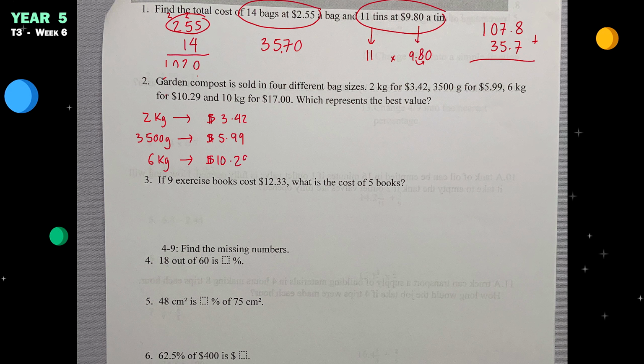$17. Okay. So what I normally do is find the lowest common multiple of these and then try to make them all into the same kilograms. But it's a bit hard because this one here is 3.5 kilograms. Actually, let me just change it straight away so you can see what I'm doing. I'm just going to get rid of that and say that's the same as 3.5 kilograms.